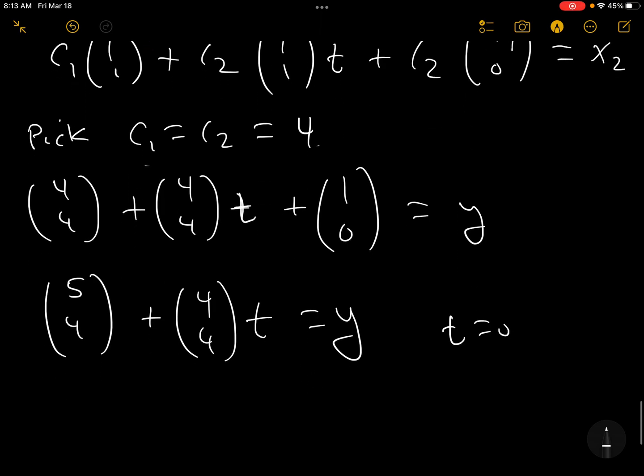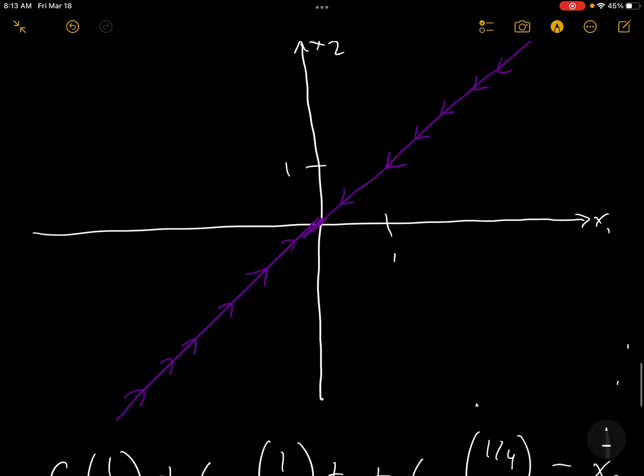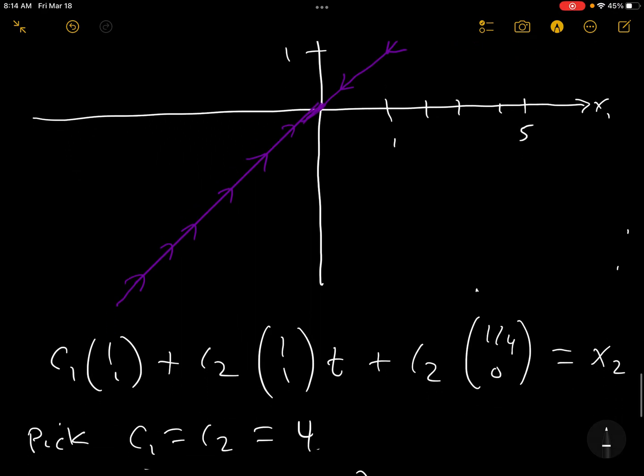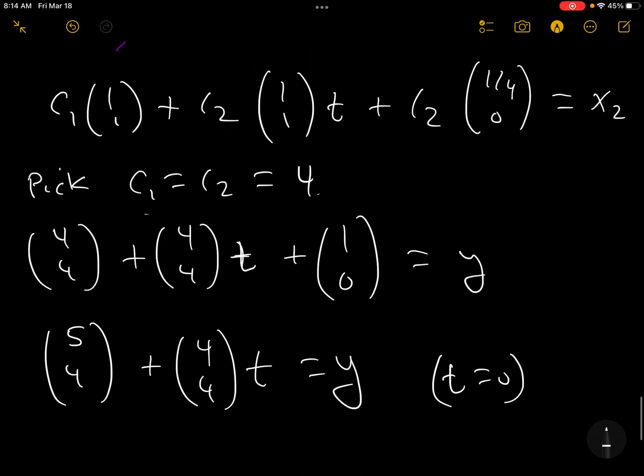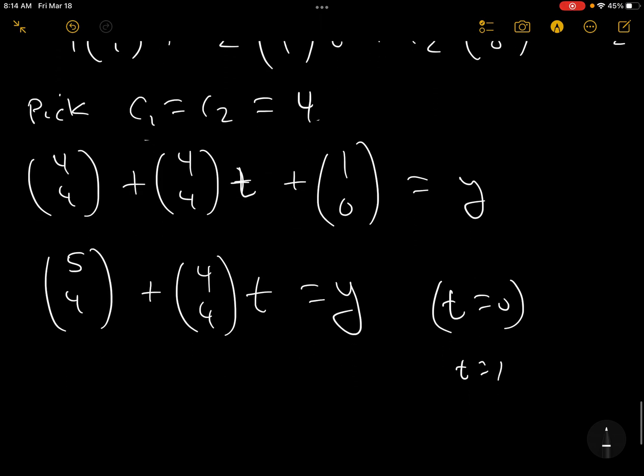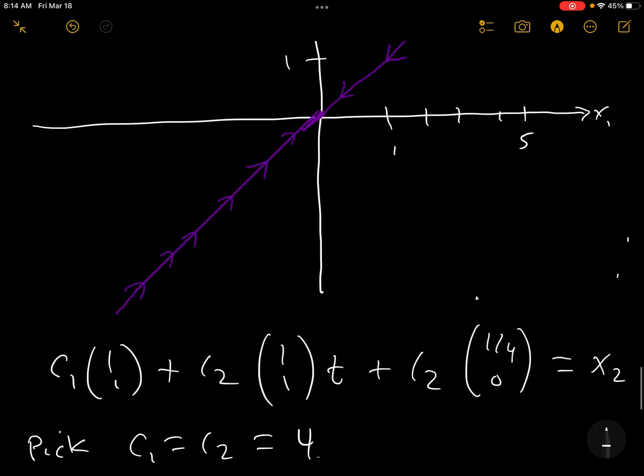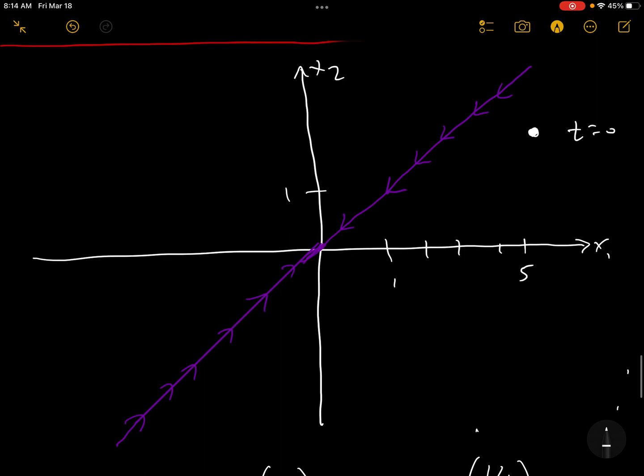Anyways, let's put this in motion. Let t equal 0, and you get the point (5, 4). (5, 4) is about right there. So that's where t equals 0. Now let t equal 1. So we get (9, 8). So (9, 8) is going to go in this direction, up at t equals 1. So now we have direction.